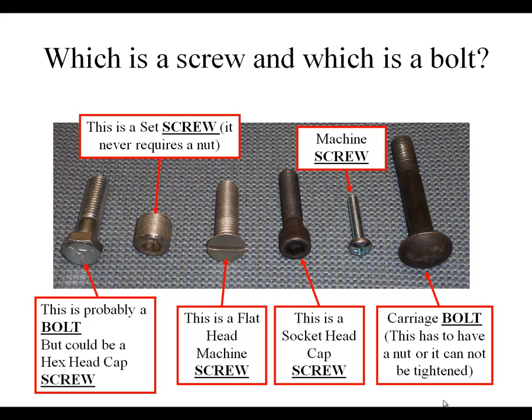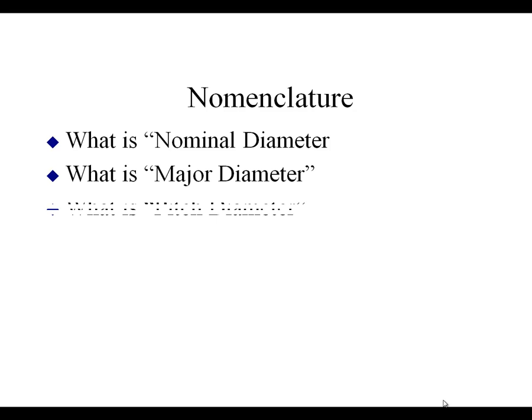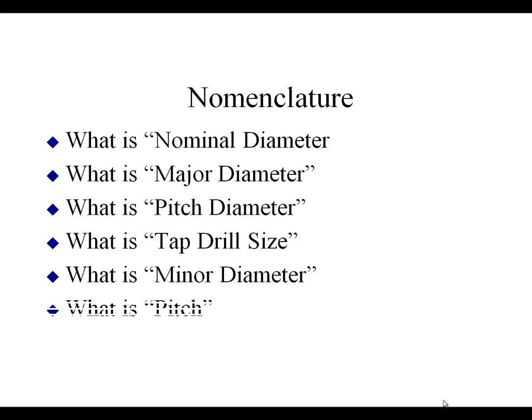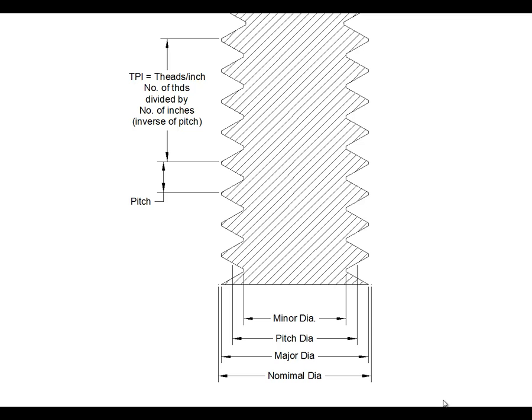Maybe the only indicator is those grade markings on the head that indicate that it's a bolt. A hex cap screw would look almost identical. Might just have a slightly closer tolerance on the threads. Let's take a look at nomenclature for threads. We talk a lot about nominal diameter, major diameter, pitch diameter, tap drill size, minor diameter, and pitch. We also talk about TPI and how that's related to thread pitch. So let's see if we could figure out what these names mean.